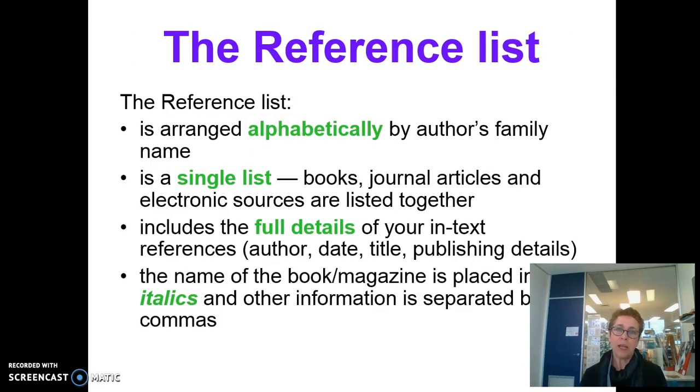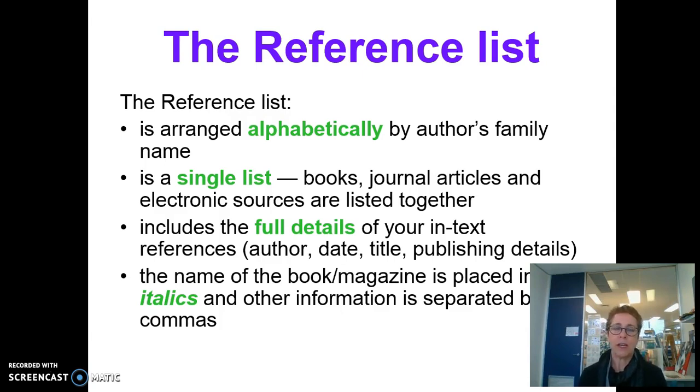Okay, the second place that the reference appears is in the reference list, and the reference list appears at the end. So if you're doing a PowerPoint, it's going to be the very last slide. If you're doing a written research outcome, it's the last thing at the end of your research project outcome. So here we have the rules for a reference list. It's arranged alphabetically by the author's family name. It's a single list, and so you would not divide it up into subheadings. You wouldn't have books in one subsection and then website in another section. It's one complete list, all organised together in alphabetical order.